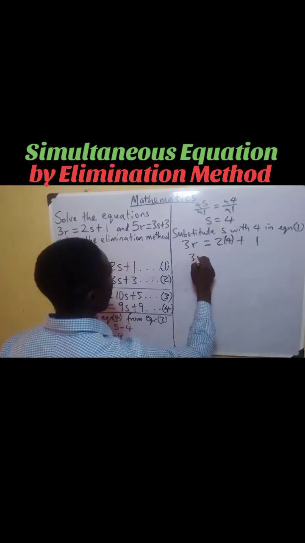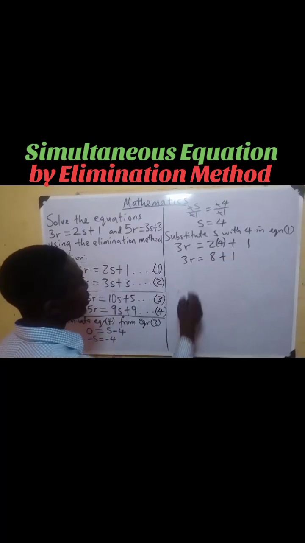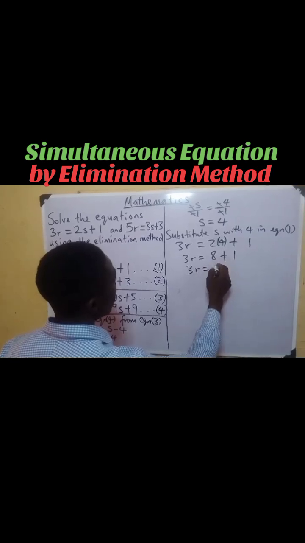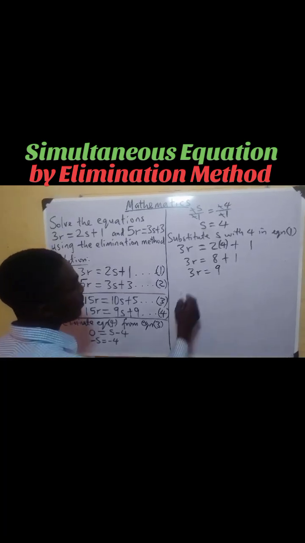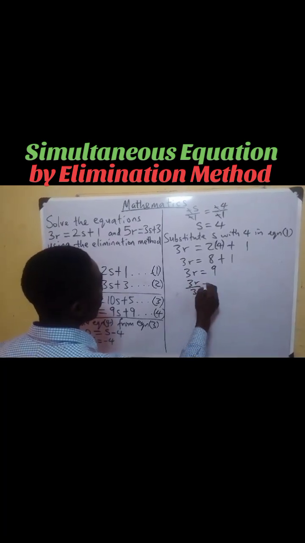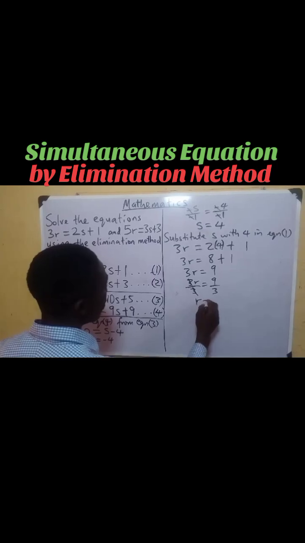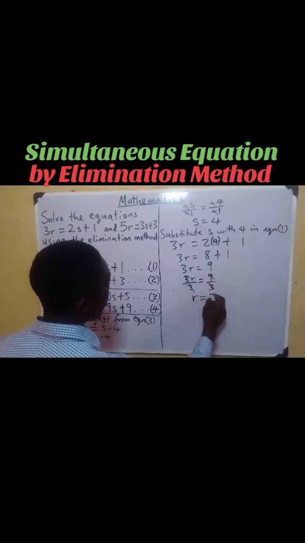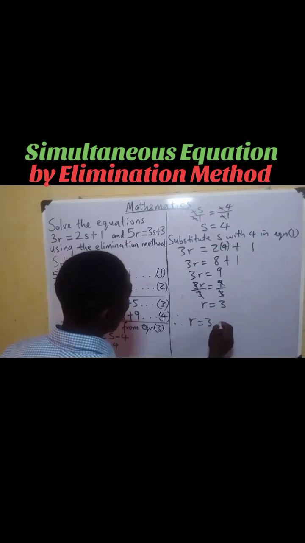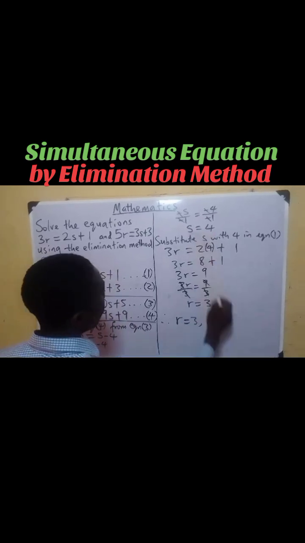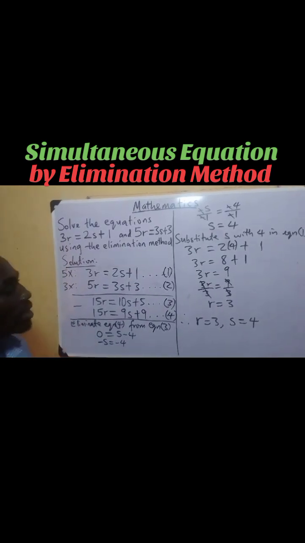So we have 3r equals 2 times 4 gives us 8, plus 1. Giving us 3r equals 8 plus 1, which is 9. If we divide both sides by the coefficient of r, which is 3, we have 3r divided by 3 equals 9 divided by 3. 3 cancels 3, you have r. Then 9 divided by 3 gives us 3. Therefore, r is equal to 3, while s is equal to 4. And that is the final answer.